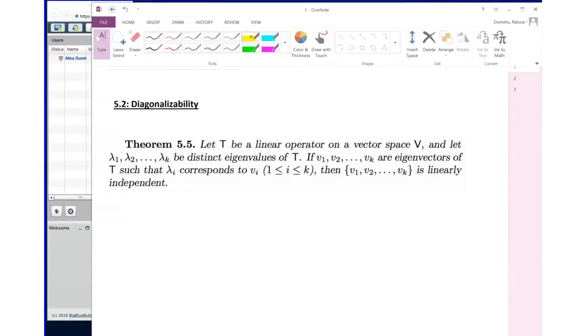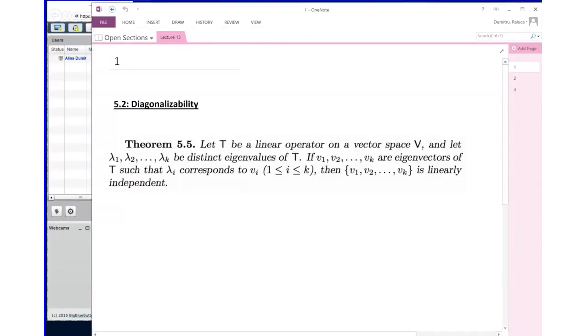So what this is saying is the following thing. So you have a linear operator. Remember that an operator is just a transformation from V to itself. And lambda 1 through lambda k are just a collection of distinct eigenvalues, right? So you can pick 2 of them or 3 of them or, I don't know, all of them, but they have to be distinct. And then Vi would be some corresponding eigenvector. So each Vi is an eigenvector corresponding to the eigenvalue lambda i.